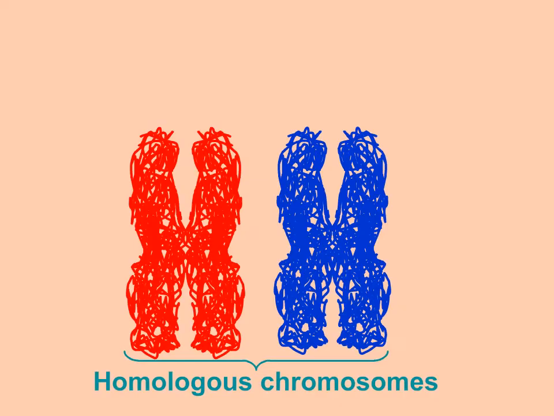Here's our homologous pair of replicated chromosomes. Let's say the maternal is red and the paternal is blue. Each duplicated homologous chromosome is composed of 2 sister chromatids, which are identical to each other. But a maternal chromatid and paternal chromatid are not completely identical.